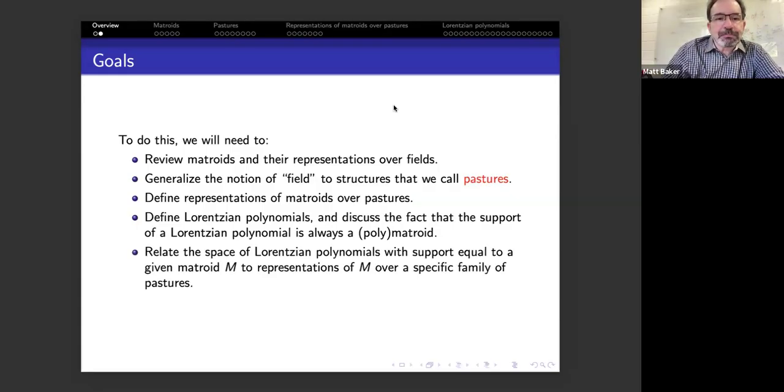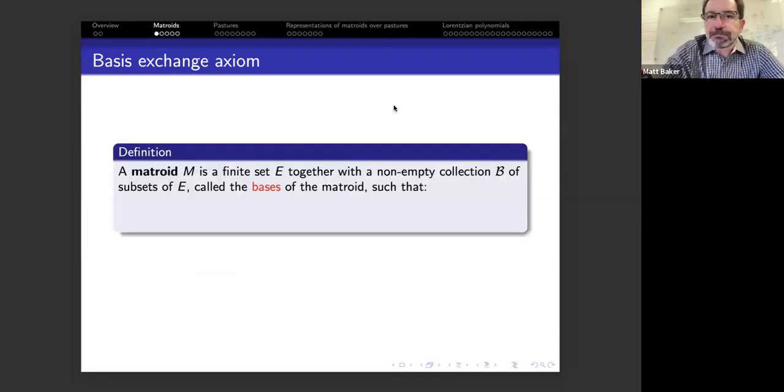And then we need to relate the space of Lorentzian polynomials whose support is a given matroid M to representations of M, not over fields, but over some funny pastures that I'll introduce. Okay, so that's the plan.